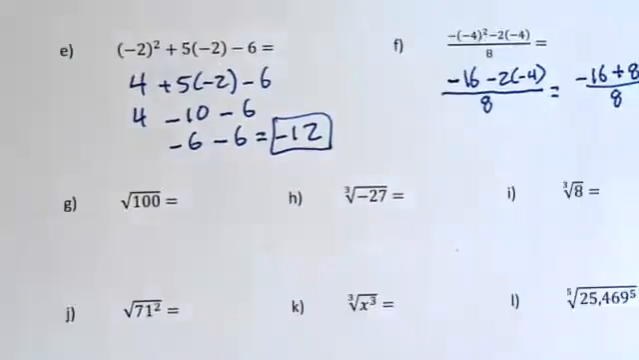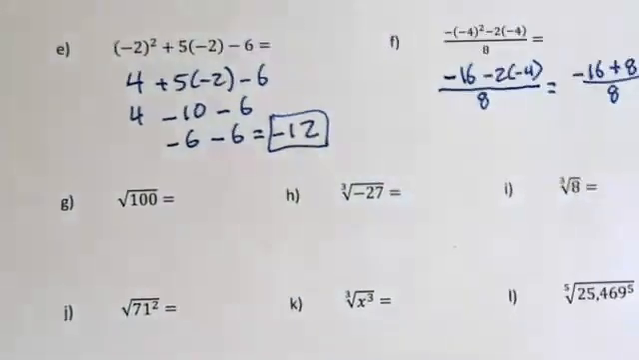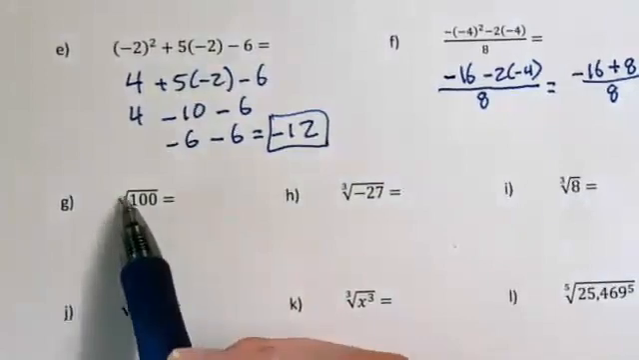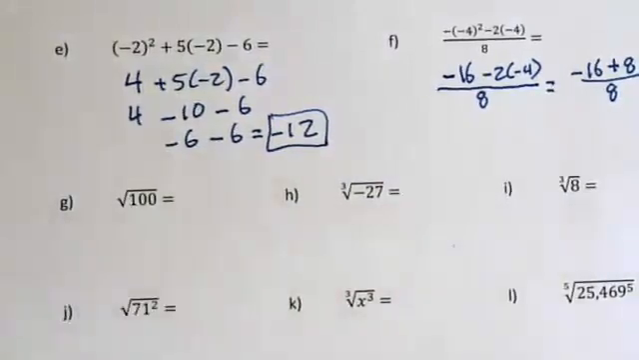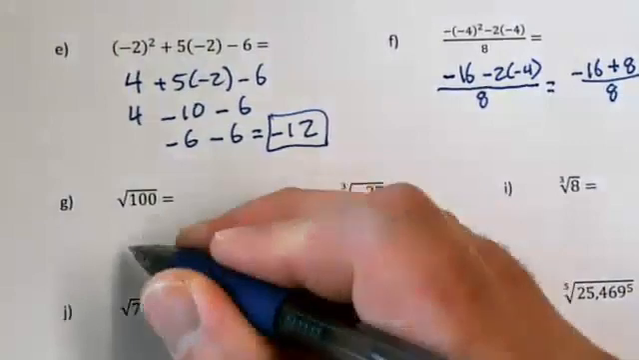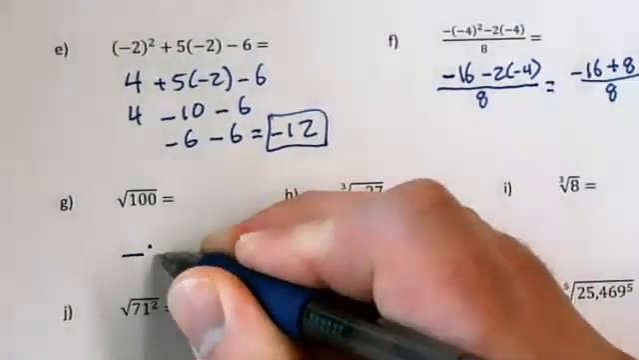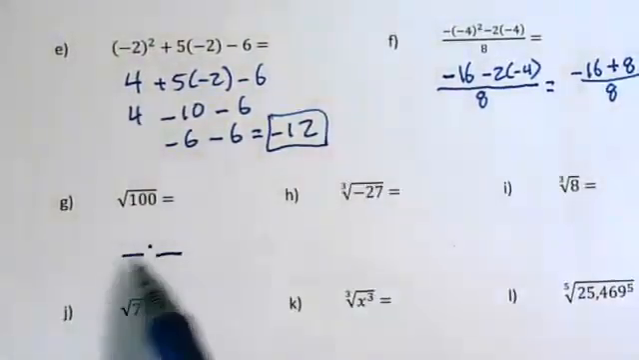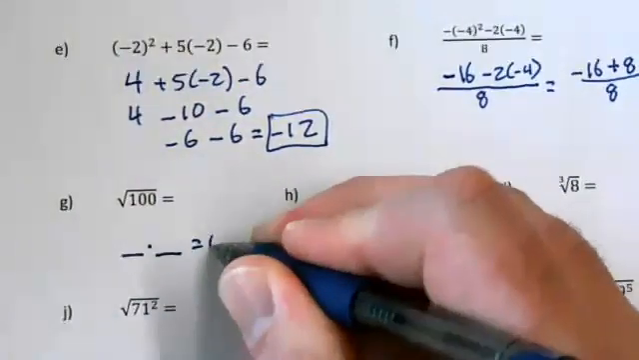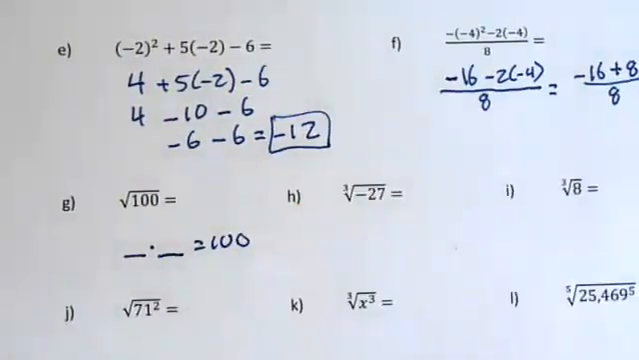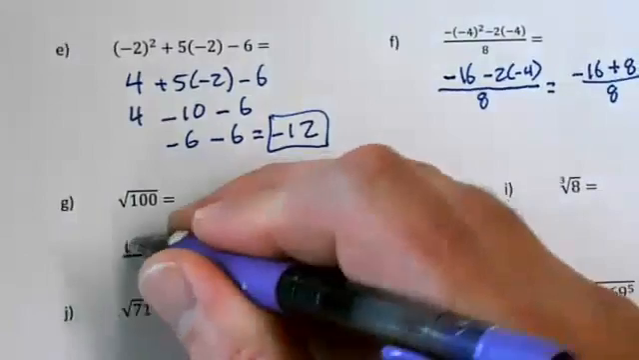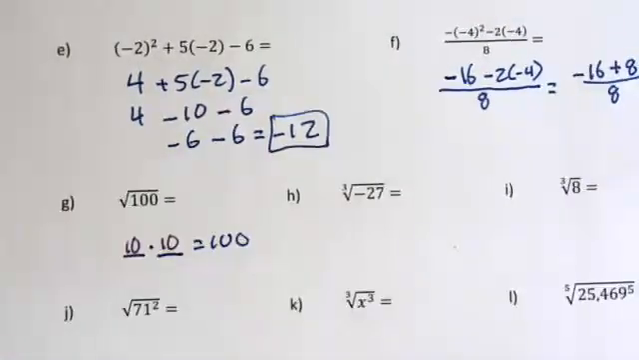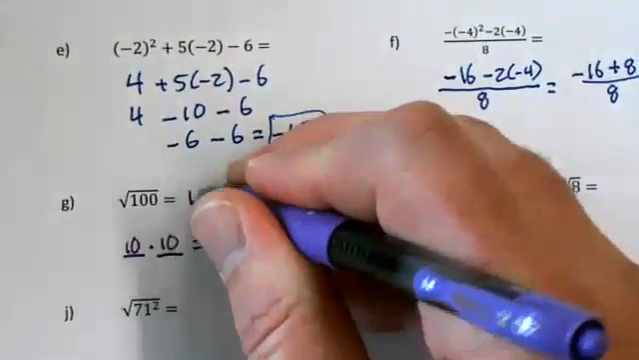All right, moving on to G. This is a square root. I know it's a square root because I don't see any number inside of the radical there. So that means I'm looking for one thing that I can multiply times itself twice to equal 100. So I'm thinking to myself, what number multiplies by itself to equal 100? I know that 10 times 10 is 100, so that means my answer is 10.